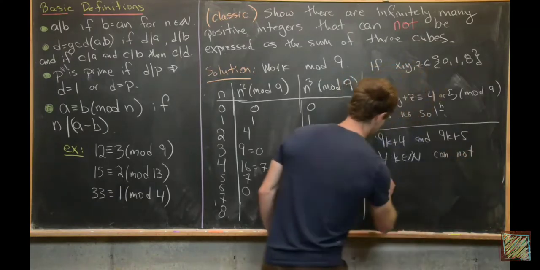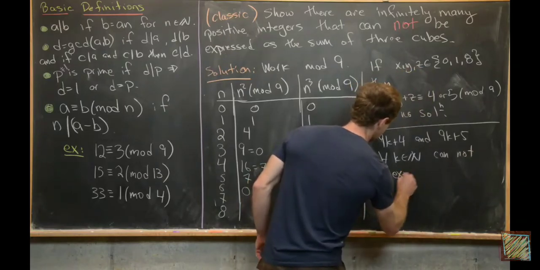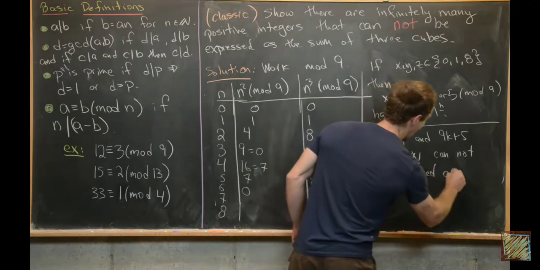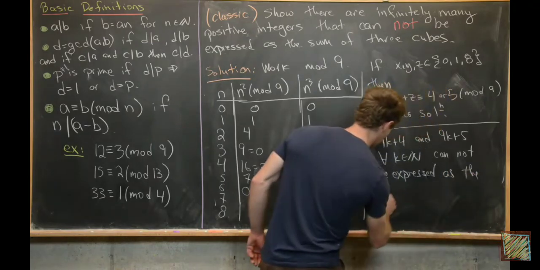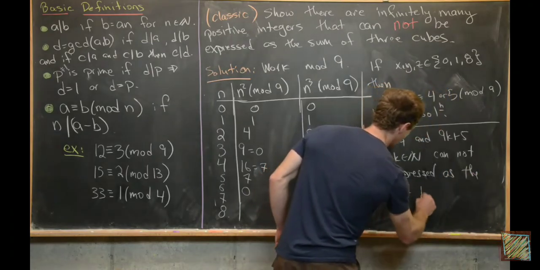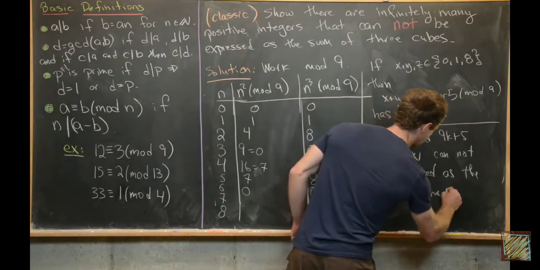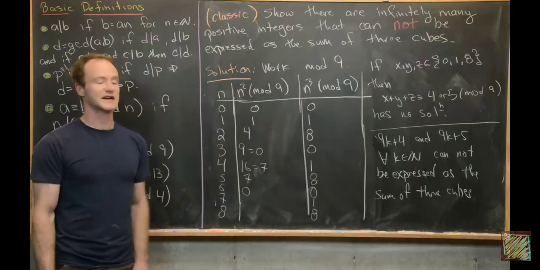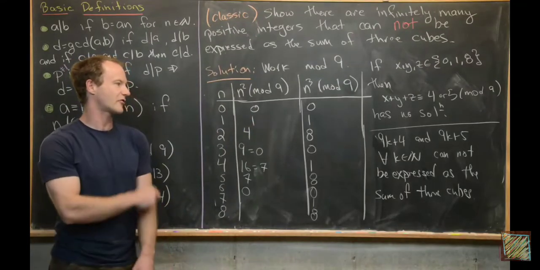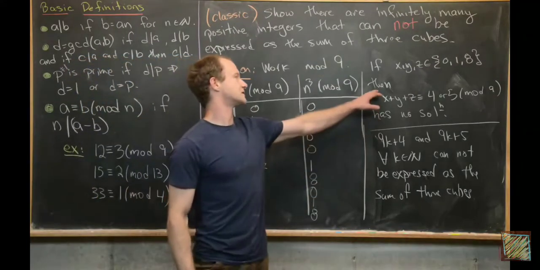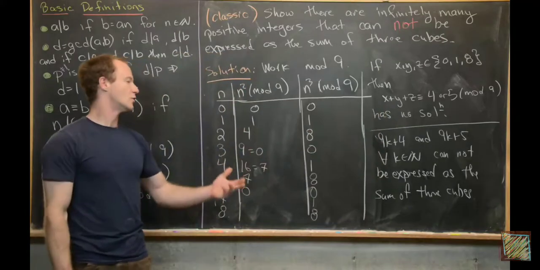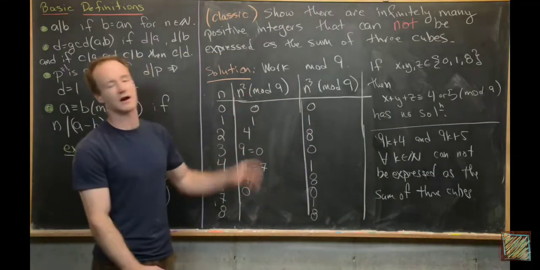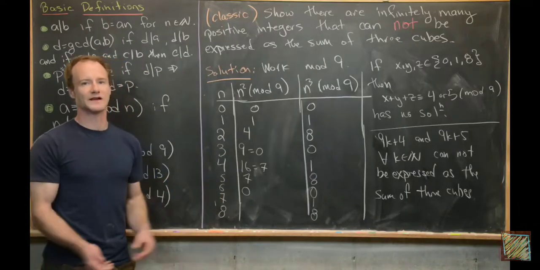cannot be expressed as the sum of 3 cubes. Because if we could express a number of that form as a sum of 3 cubes, then we would have a solution to this up here, but we can show that there's no solution to that up there just by brute force looking at our calculations here. And that's a good place to stop.